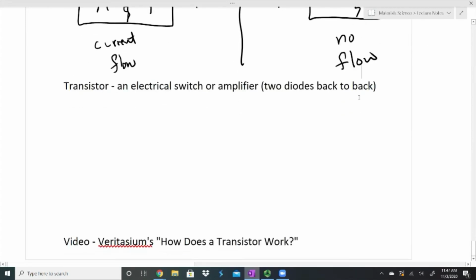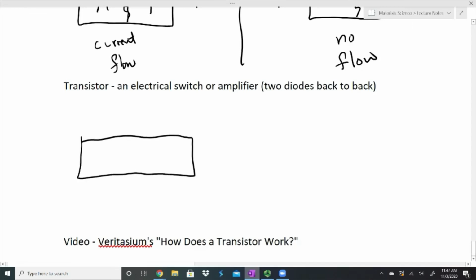What we could do, though, is make something even cooler. We could make a transistor. A transistor is two diodes that are back to back. So I could have an N-type material, a P-type material, and then another N-type material. Here we have a P-type semiconductor sandwiched between two N-types. I can have my positive and my negative. We call this the source and the drain. And what I have here is a transistor.